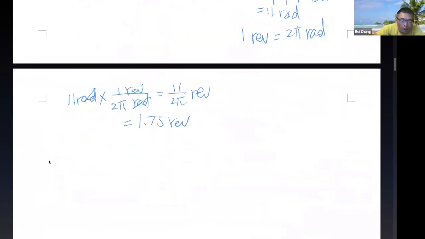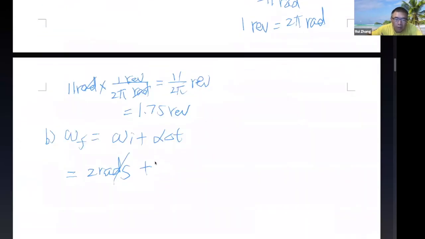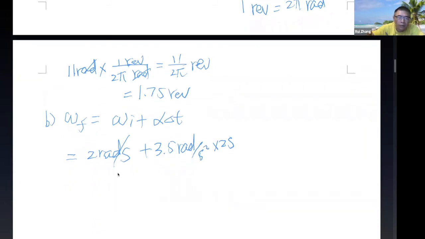So omega f equals omega i plus alpha delta t. Just plug in numbers. This is 2 radian per second. The alpha here is 3.5 radian per second squared. And delta t is 2 seconds, okay? So this 1 second cancels out one of these, and you have radian per second as your unit. And then the number, you have 2 plus 3.5 times 2, which is 7, so it's 9. So 9 radian per second. That's your final angular velocity.